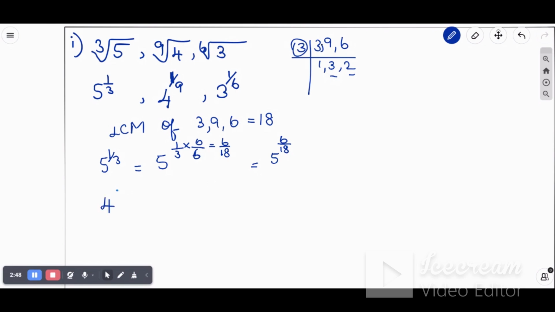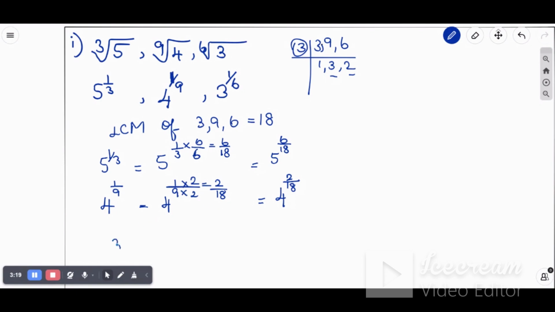Next is 4 to the power 1 by 9. Here also you have to convert it. Again, what like fractions do you have to make? You have to make the denominator 18. So this will be 2 and a 2. All this you might have studied in lower classes, and make sure you don't make any mistakes here. So this will be equal to 4 to the power 2 by 18. So this is again a power with 18.